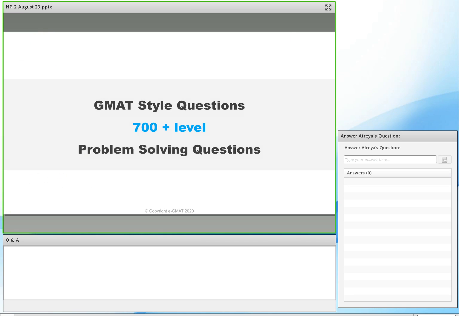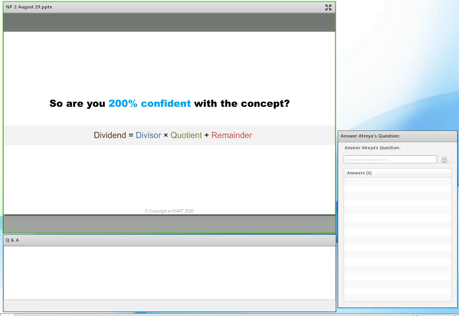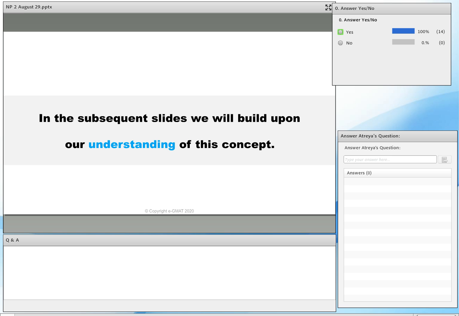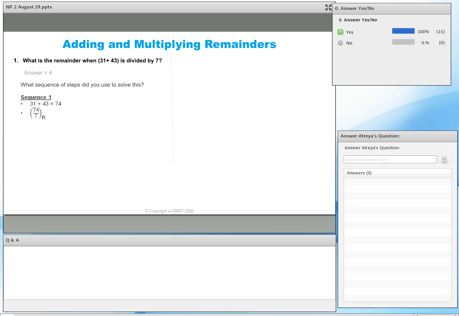With that, let me come to the next part of the session. And I promise you this part would be the most interesting part of this session. So before I move ahead, one very quick question. Are you 100% confident with this concept that we have been learning? If you are, then let's understand why this concept helps us solve questions and why it is so effective. Now, let me give you 2 scenarios.